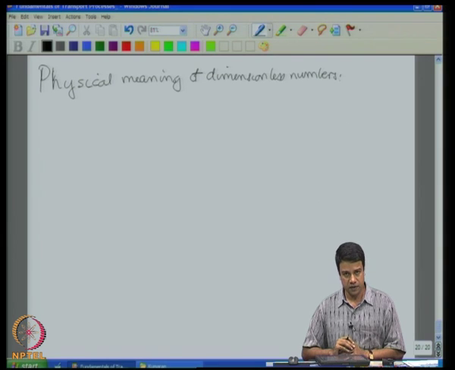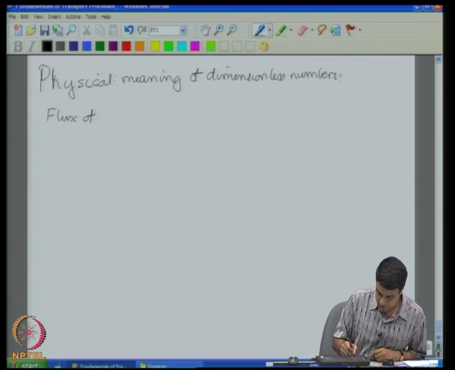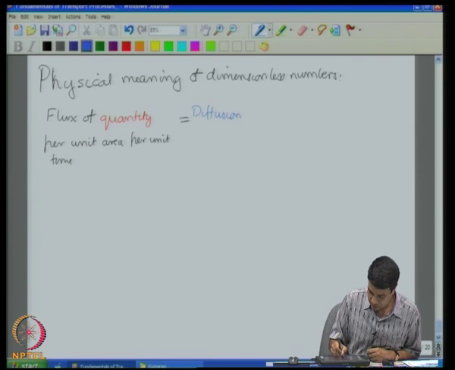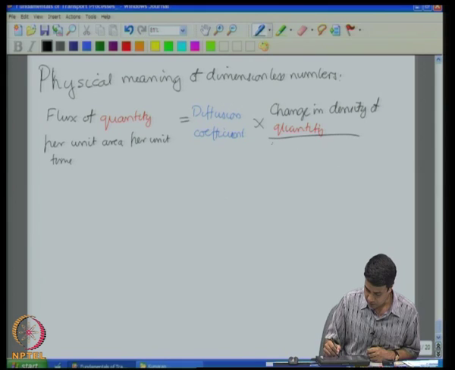But one can write down a diffusion equation for a general quantity. And the diffusion equation for a general quantity can be written as flux of quantity, per unit area per unit time, is equal to the diffusion coefficient into the change in density of the quantity per unit length.